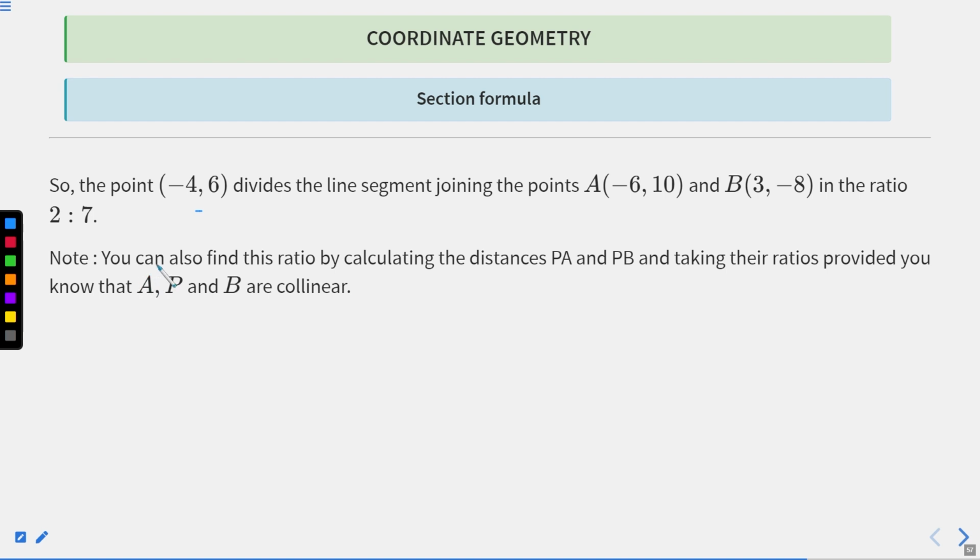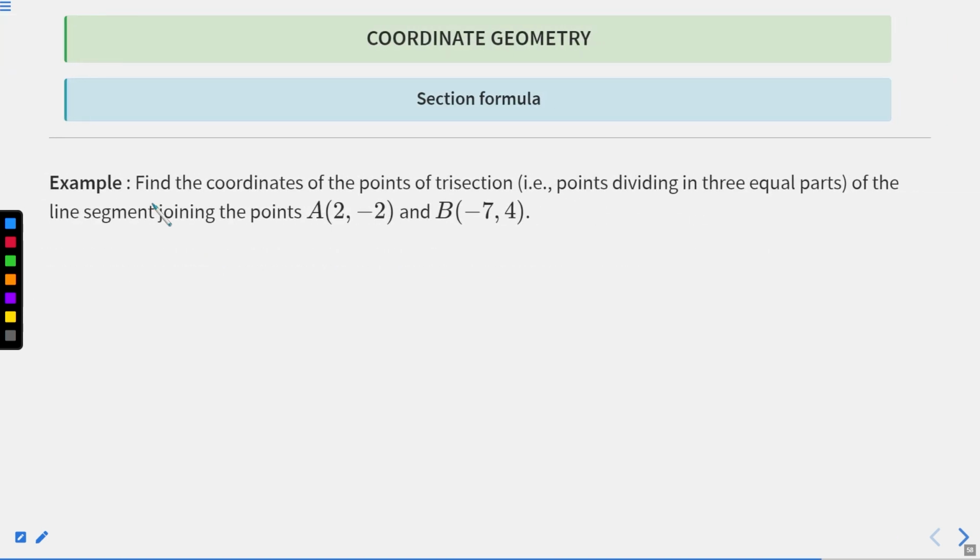So now note it down. You can also find this ratio by calculating the distances PA and PB and taking their ratios, provided you know that A, P and B are collinear.